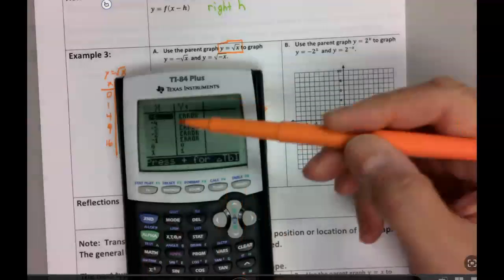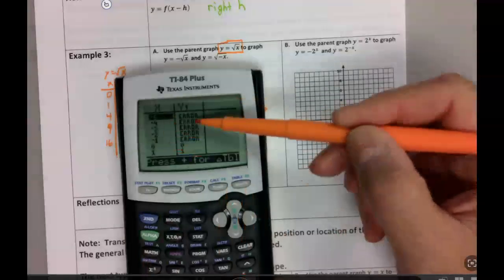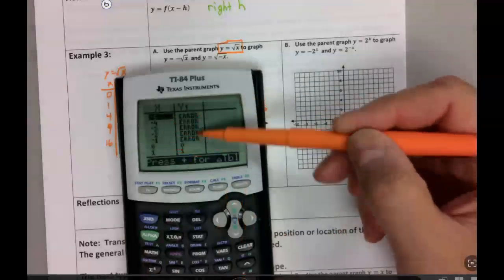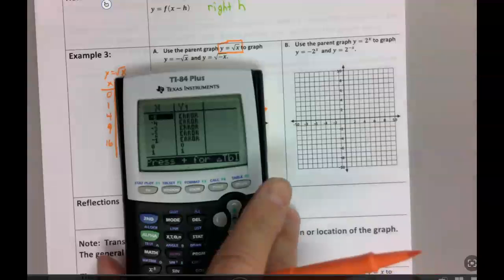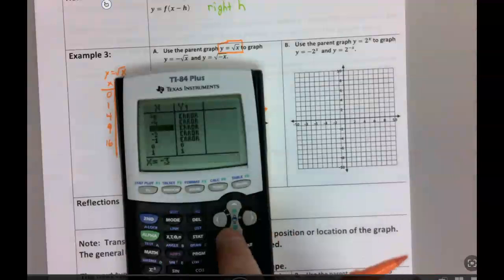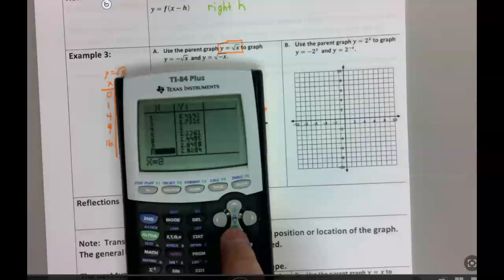And notice where x is negative, what does it say for the y's? Error, because you can't take the square root of a negative number. That's why it says that. Does that make sense? Okay? Yes or no? Yeah. And you can down arrow and get some more points, okay? Square root of 4 is 2. Square root of 9 is 3, and so forth, correct?